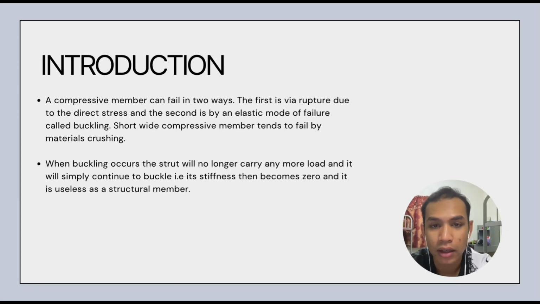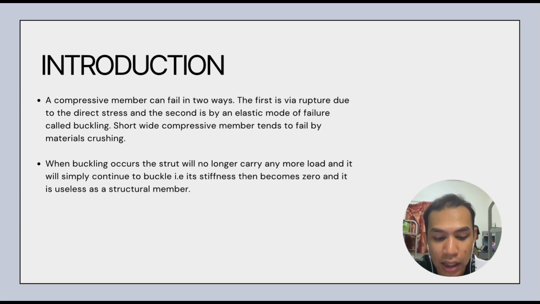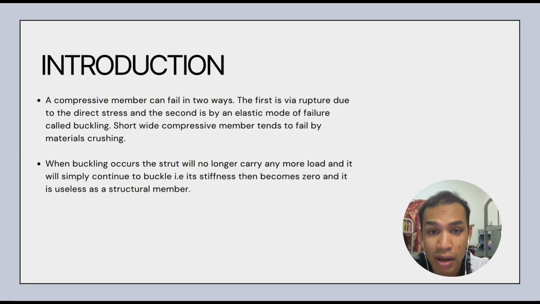Introduction. A compressive member can fail in two ways. The first is via rupture due to the direct stress, and the second is by an elastic mode of failure called buckling. A short wide compressive member tends to fail by material crushing. When buckling occurs, the strap will no longer carry any more load, and it will simply continue to buckle. Stiffness can then become zero, and it is useless as a structural member.